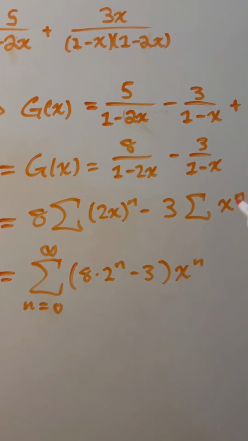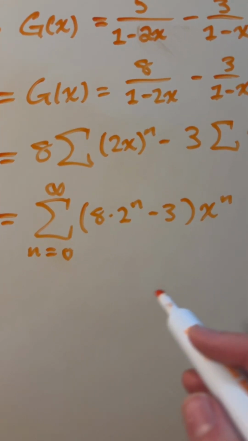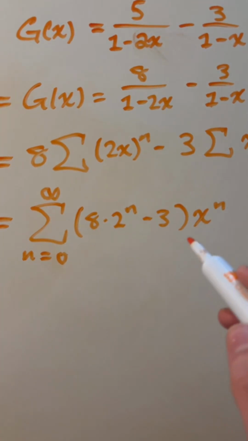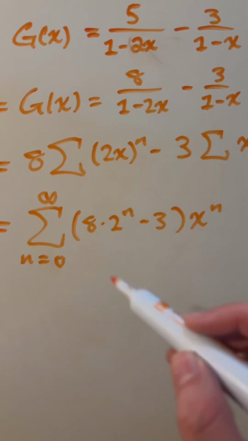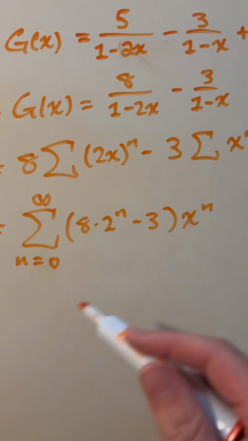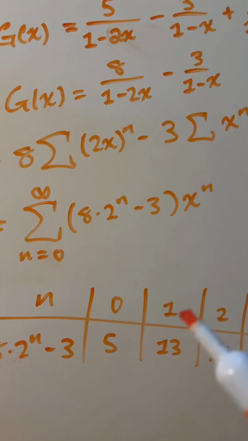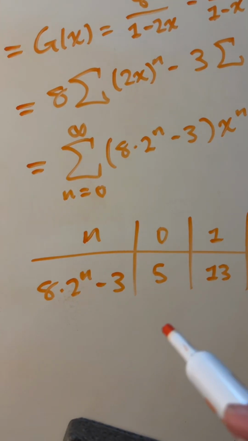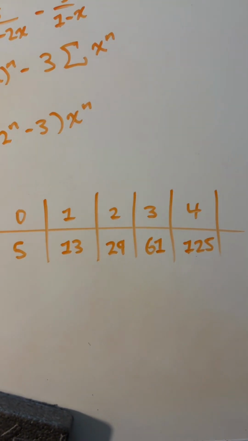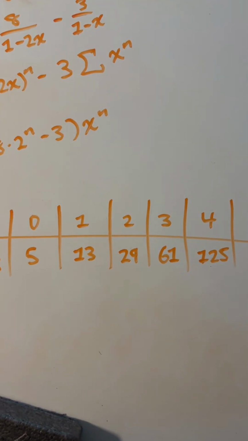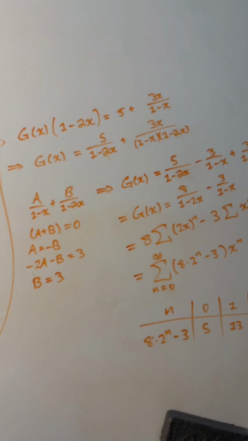And once we expand everything and get everything into the typical power series form, where we have a sub n times x to the n, we see that we've generated this exact closed form of a sub n. As you can see, 8 times 2 to the n minus 3 generates the same exact sequence as we did using the recursive definition. And so that's some pretty cool stuff.